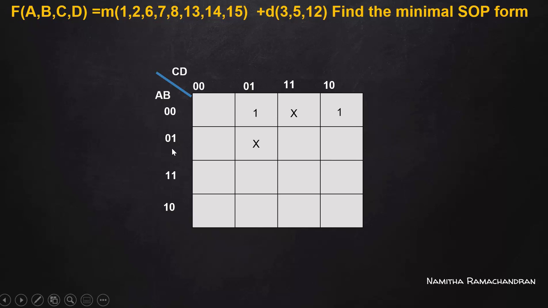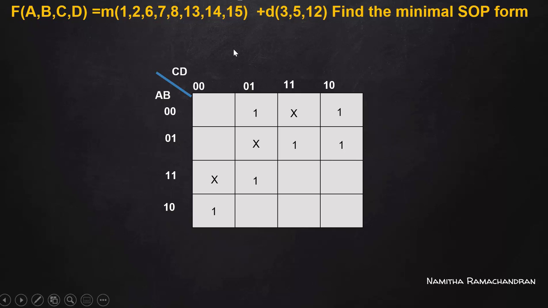Next is 0 1 1 1, that is 7. And here 0 1 1 0, that is 6. Next 1 0 0 0, that is minterm 8. Here this is 1 1 0 0, which indicates the binary of 12. So this is actually a don't care case, so mark a cross here.